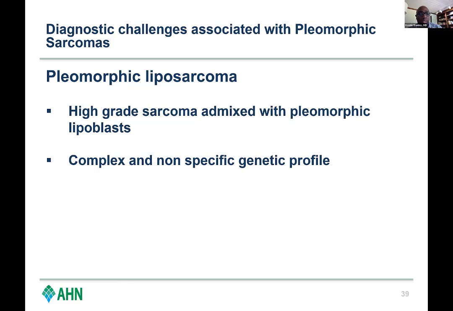The histologic criteria is that pleomorphic liposarcoma is a high-grade sarcoma with a high-grade looking non-lipogenic component admixed with a lipogenic component comprised of pleomorphic lipoblasts. By molecular findings, they are characterized by a complex and non-specific genetic profile.